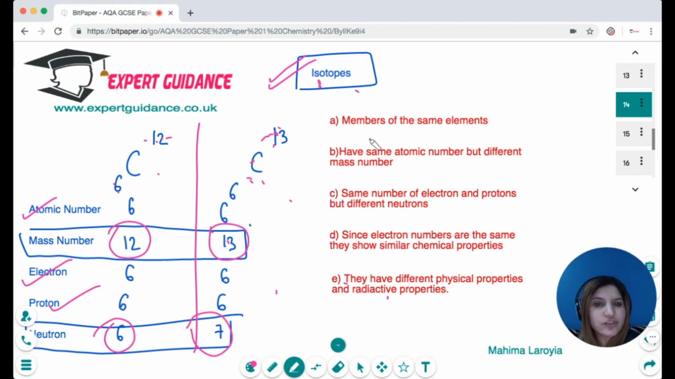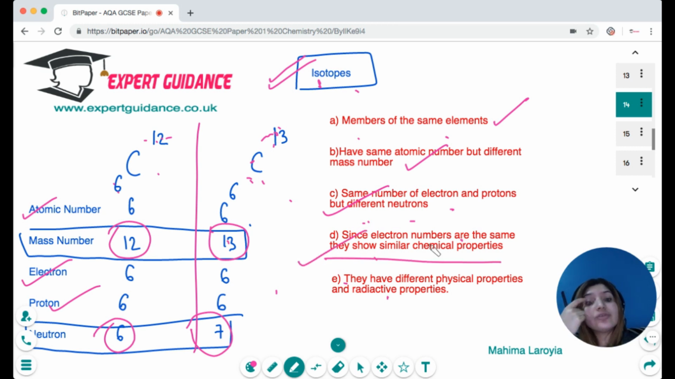So isotopes are the members of the same element having the same atomic number but different mass number, same number of electrons and protons, but different number of neutrons. Since they have similar electronic number, they show similar chemical properties, and since they have different masses, they show different physical properties and radioactive properties. It can happen that one isotope is stable and the other is radioactive, and this is all because they have different masses. So you should know the definition of isotopes, what things are the same, the similarities in the isotopes.